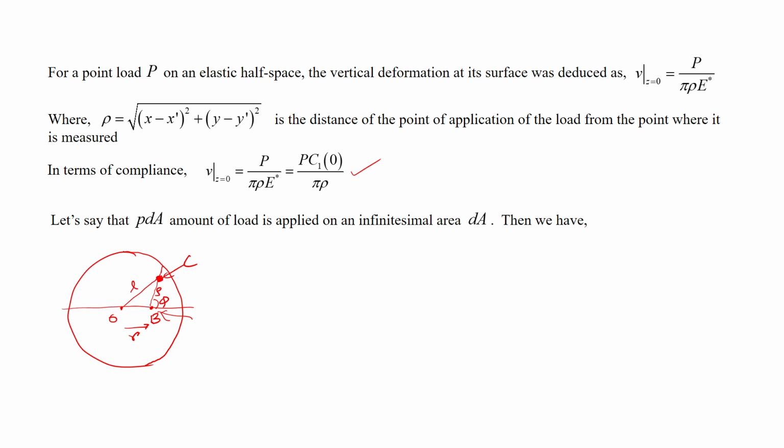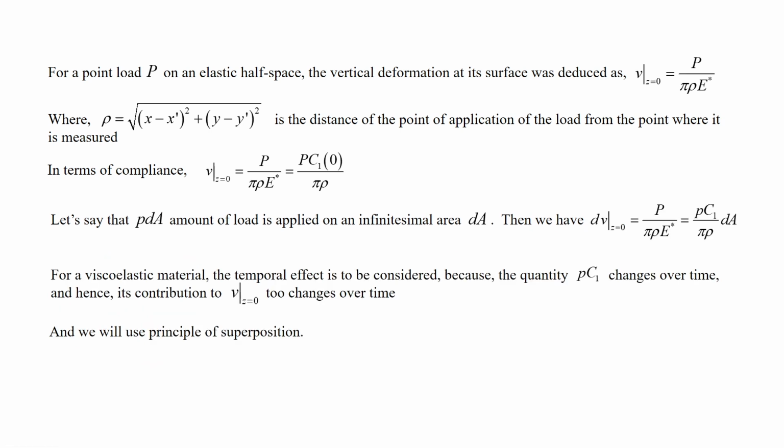For the infinitesimal area dA, we will have the infinitesimal deformation dV at z equal to 0. That will be given as P and then C1, divided by rho into pi, into dA. Now there has to be a temporal effect that needs to be considered, because at some point of time, let us say time t equal to 0, and this is time, let us say t.